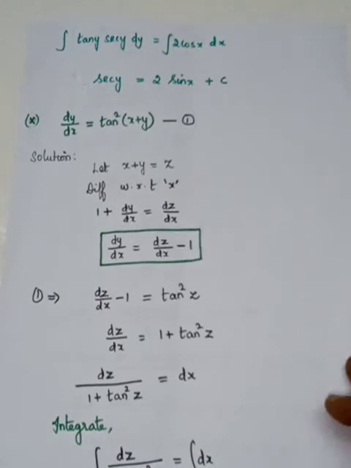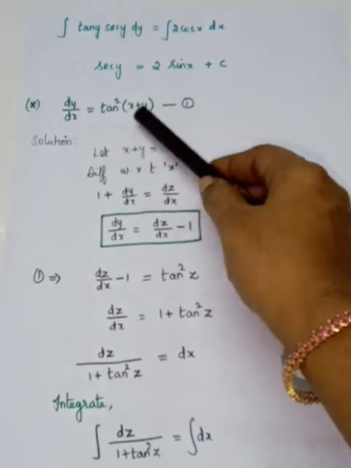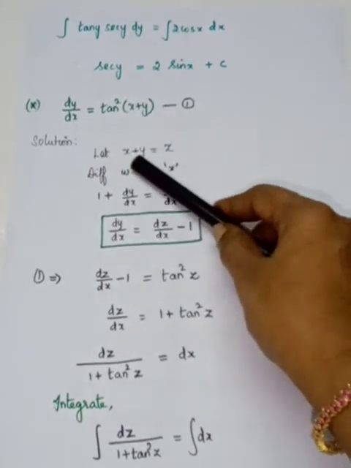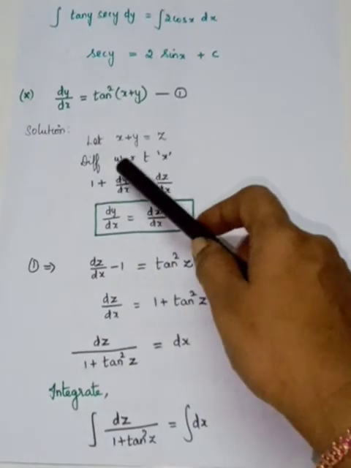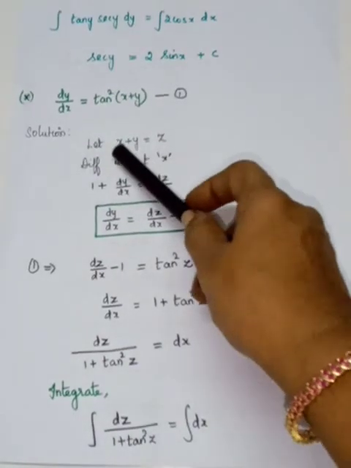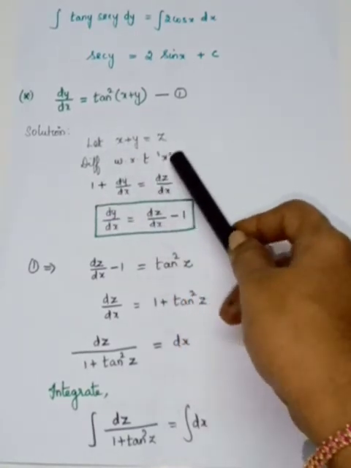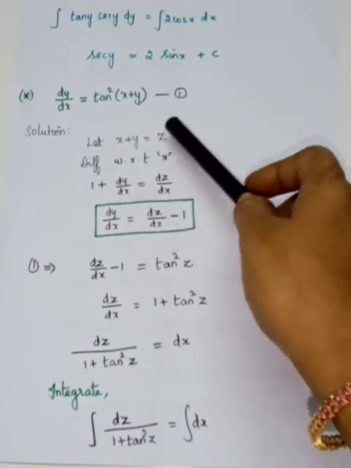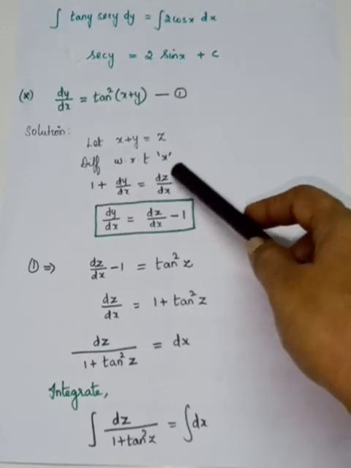Coming to the 10th subdivision, dy by dx is equal to tan squared x plus y. It's an important problem. We can't split x plus y, so we have to consider x plus y as some other variable z. Differentiate with respect to x. The differentiation of x with respect to x is 1, and if you differentiate y with respect to x it is dy by dx. z is also another variable, so if you differentiate z with respect to x it is dz by dx.